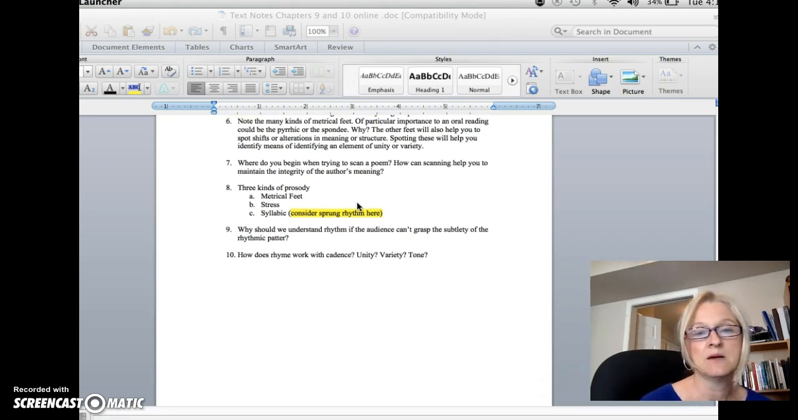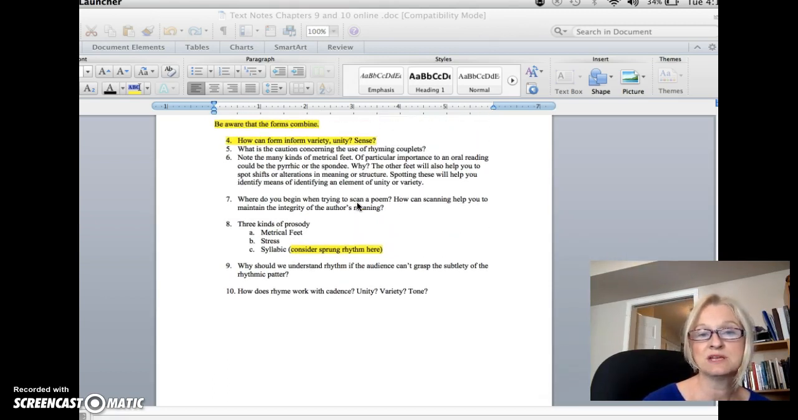Okay. There are three kinds of prosody you're going to consider: the metrical foot, where the stress is placed, and syllabic counting. Where the stresses count helps to figure metrical feet. There's another kind called sprung rhythm. And in that kind of rhythm, a foot is determined by the number of emphases. So Hopkins does this, and if any of you think you have that kind, it does make for a very musical poem and very pretty to listen to.